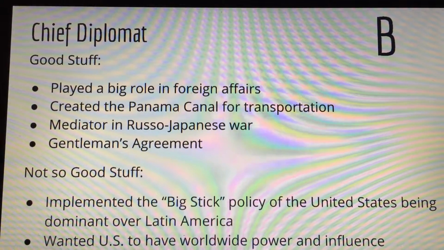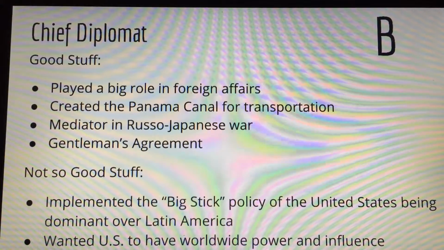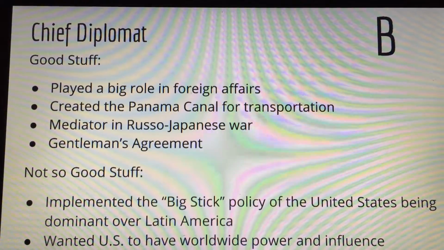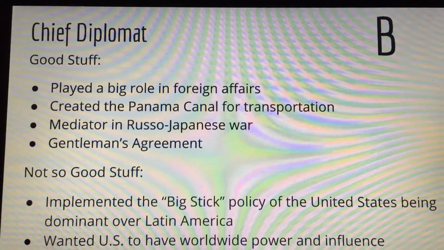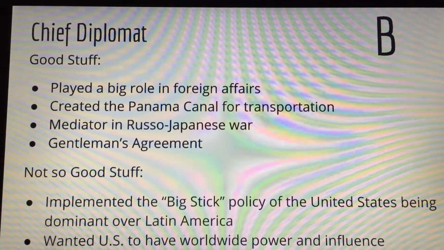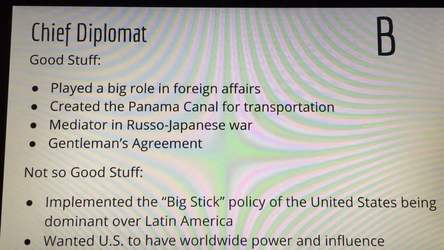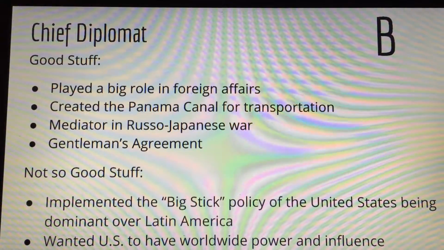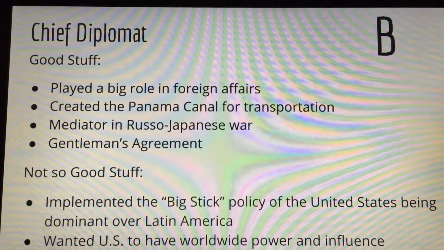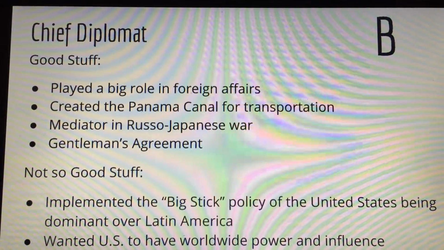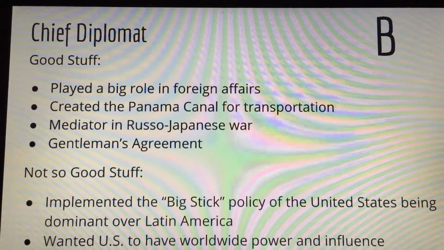But some of the not-so-good stuff, or the backlash of this, was he was almost over-interested in everything. He kind of colonized Latin America with his big stick policy and being very dominant over those Latin American countries. He wanted them as his own. He wanted their resources. He kind of wanted control of them, and this was another problem that people had with him. He wanted worldwide power and influence. He wanted to be in everybody's business, which some people don't like. So for that reason, he only gets a B because he was a little overbearing, although he did do some great stuff as chief diplomat.